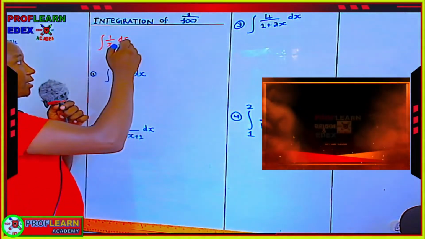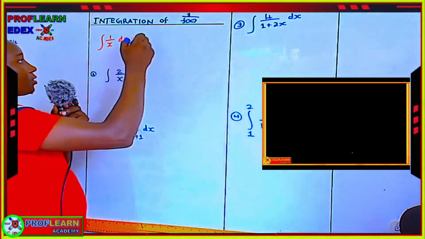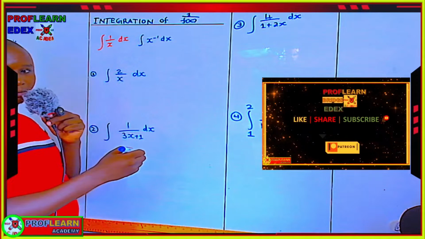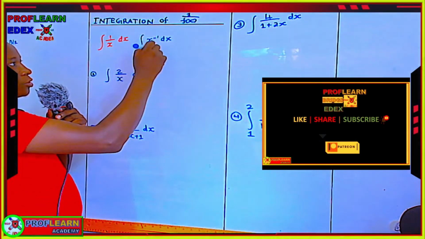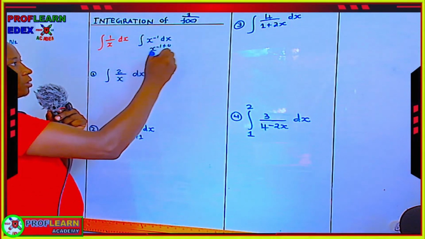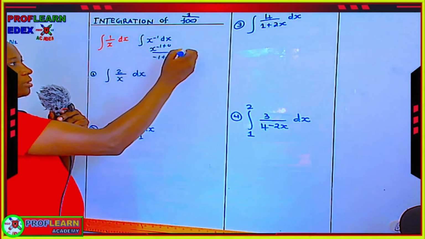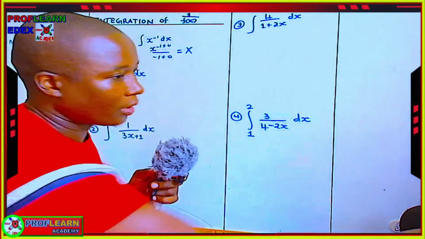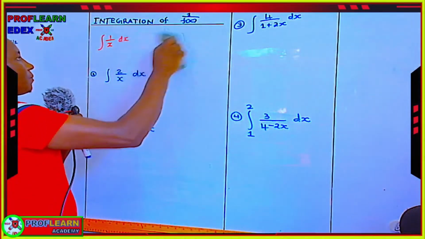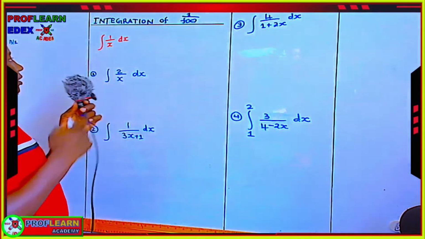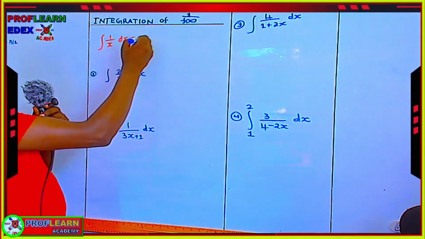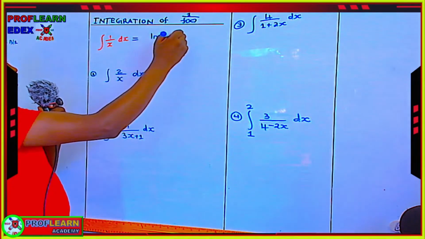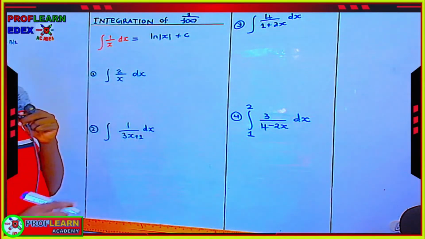Don't make this mistake of saying this is the same as the integral of x to the power -1 with respect to x, and then you say, therefore, this is going to be x to the power -1 plus 1 over -1 plus 1. You see now this one is very wrong. Let me just show you how you can integrate this. Whenever you are integrating an expression like this, it reduces to ln of the absolute value of x, then plus c. This is what it reduces to.